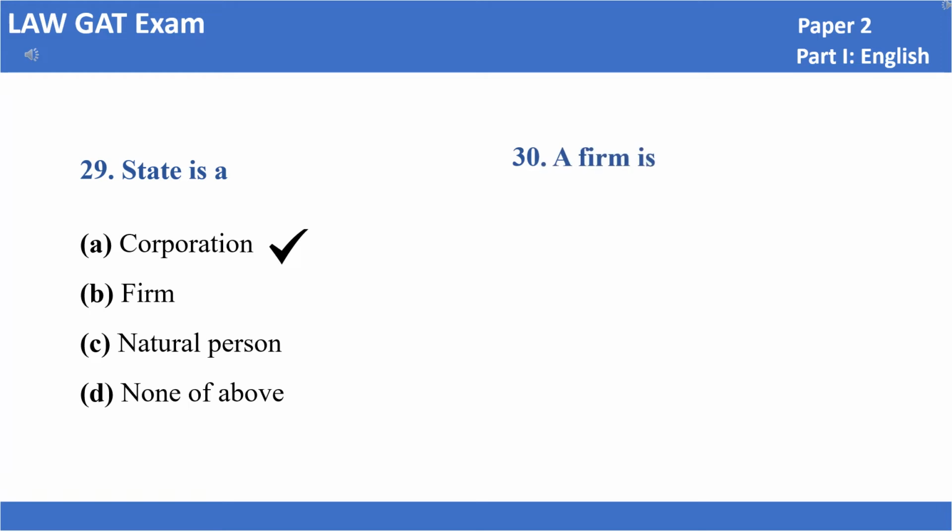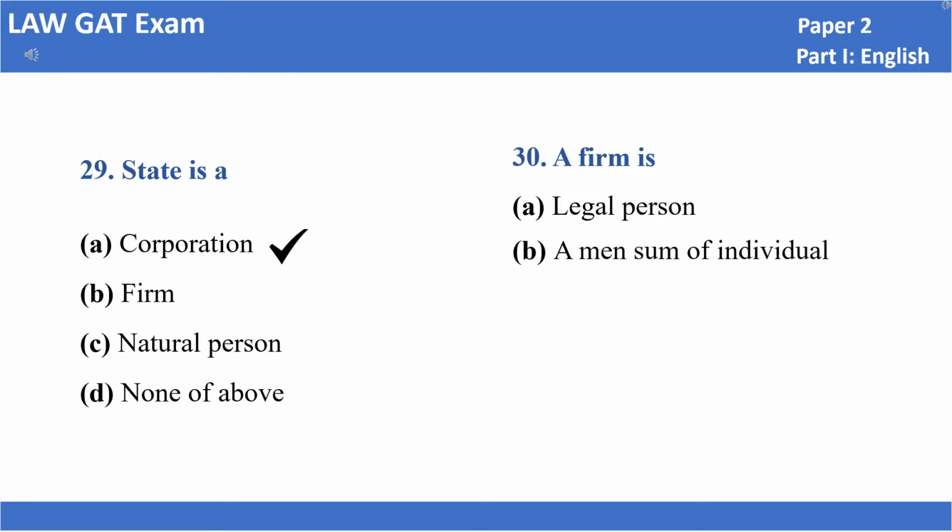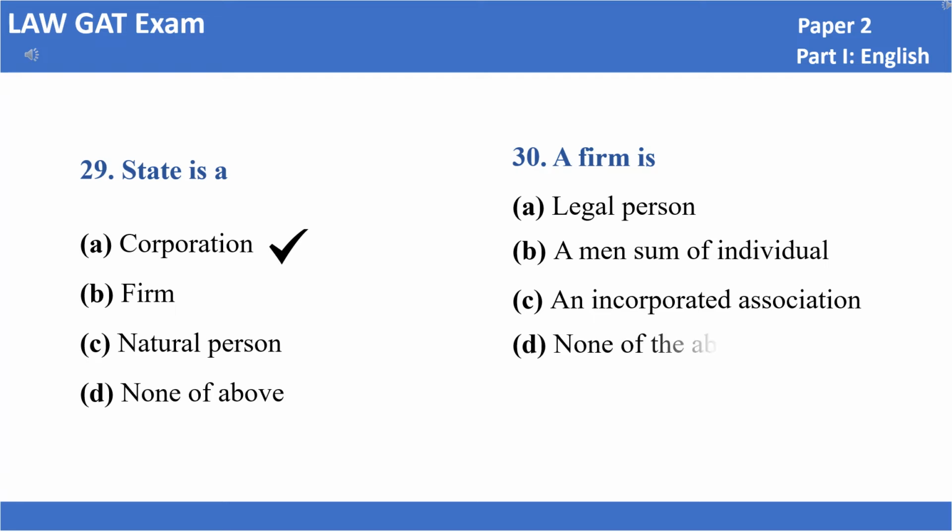A firm is option A, legal person, option B, a mensum of individual, option C, an incorporated association, or option D, none of the above. The correct answer is option A, legal person.